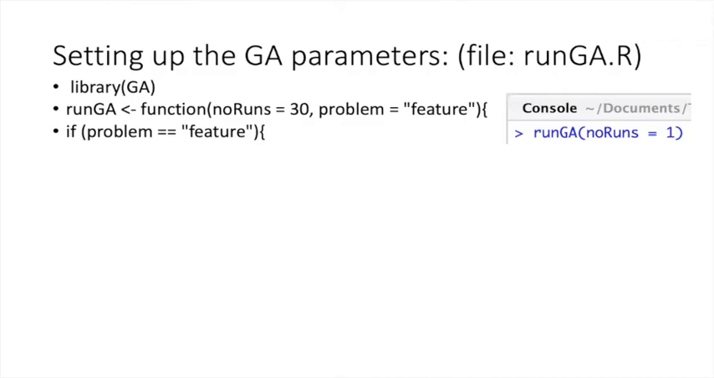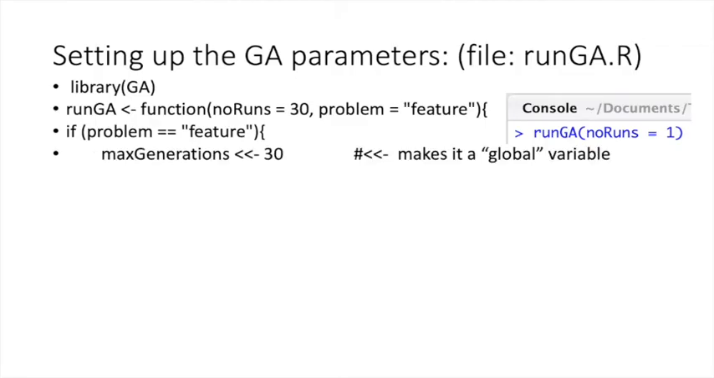Next, the code checks if you have actually selected the problem to be feature, which is the default option unless you change it. Then the remaining code sets up the GA and defines different variables that will be passed on to the function GA later on. That's a function call that will actually call the GA itself. So first off, we set maximum generations to 30. Note the use of the double arrow before 30 makes the variable max generations a global variable. By global variable, I mean that this variable is visible outside the runGA function as well.